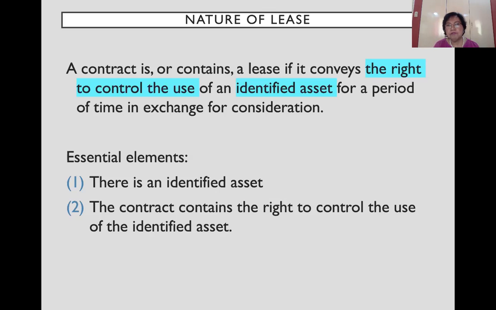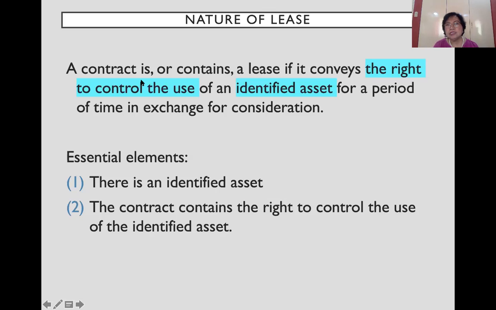Now, from the point of view of the lessor, or from the point of view of the supplier, you have to determine whether the contract is a lease or is not a lease, because if it is a lease, then you have to stay with this standard. If it is not a lease, then you have to shift probably to IFRS 15, revenue from contracts with customers.